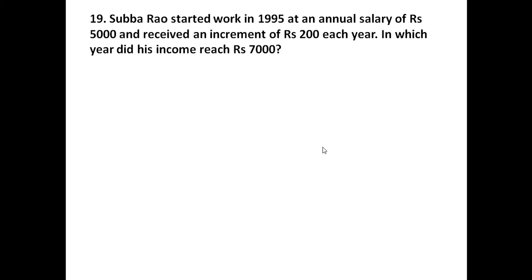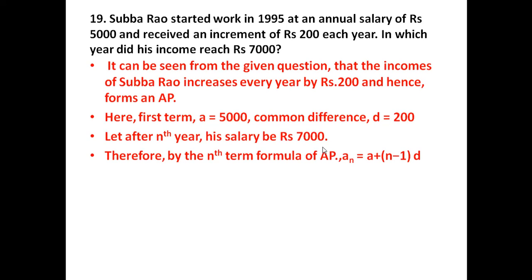Subba Rao started work in 1995 at an annual salary of rupees 5,000 and received an increment of rupees 200 each year. In which year did his income reach 7,000? So he is starting his career with 5,000 as salary and an annual increment of 200. We have to find out which year he will get 7,000. So 7,000 is the nth term. We have to find out n.